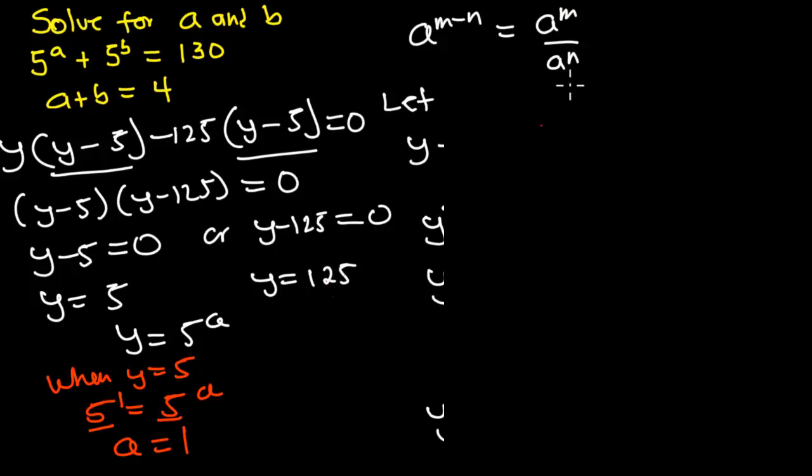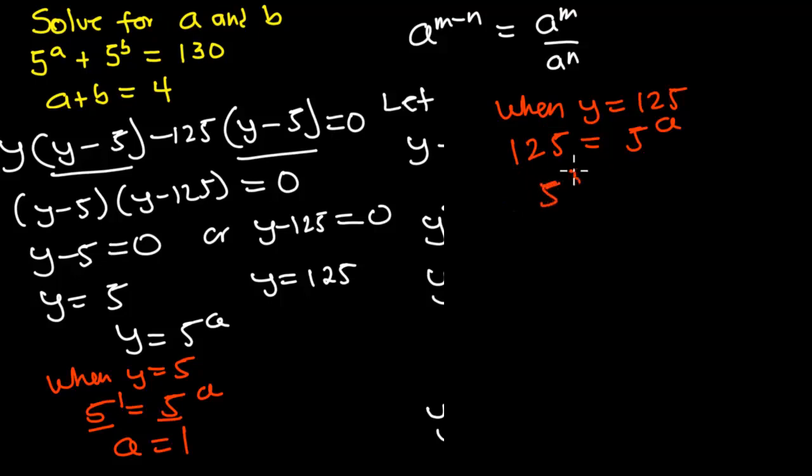Now from here, let's consider when y is equal to 125. What are you getting for a? You are going to have 125 equal to 5 to the power a. Now we can rewrite 125 as 5 to the power 3, and this will be equal to 5 to the power a. Since we have same bases, we equate the exponent, and a will be equal to 3. So now we have two values of a.